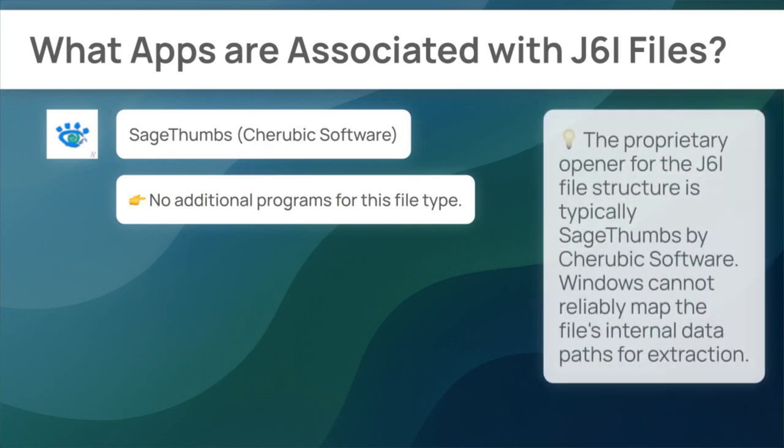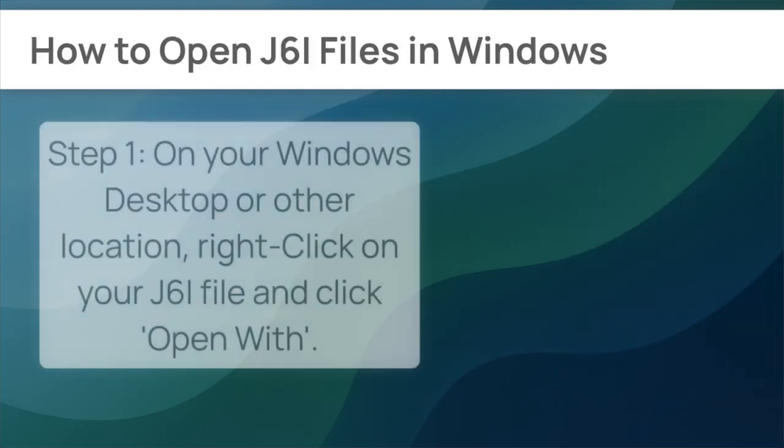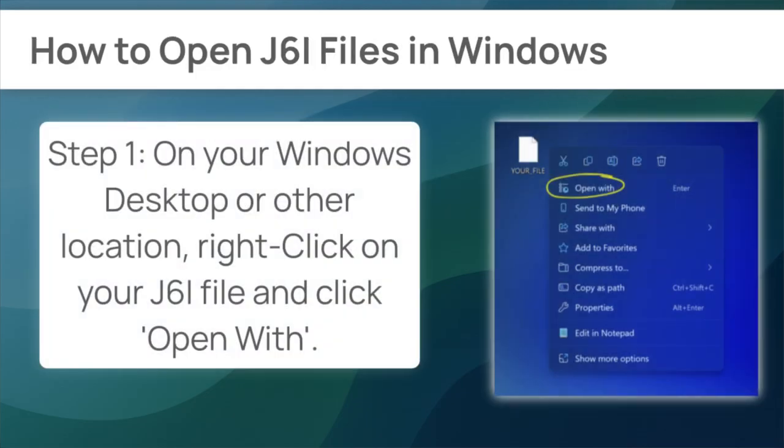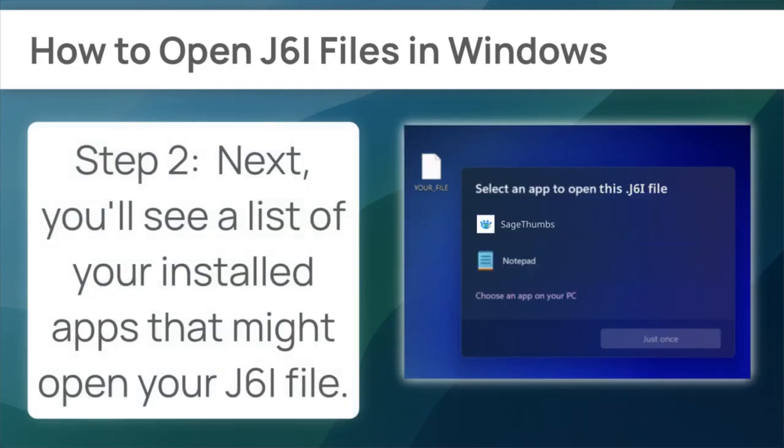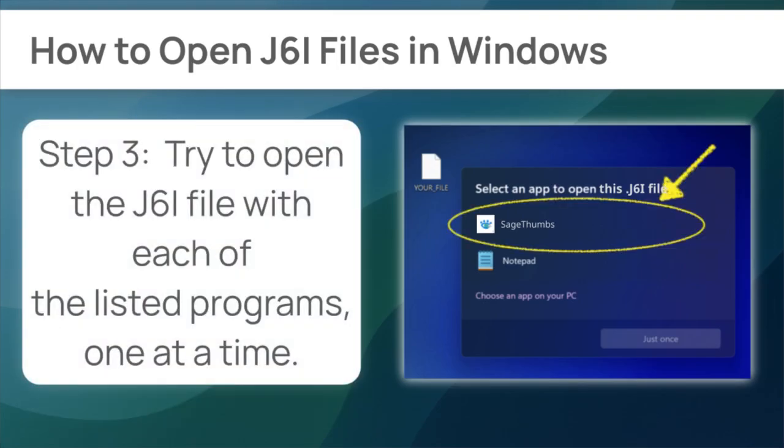Windows cannot verify the file's internal manifest, preventing safe decompression. Windows doesn't process full raw metadata, so photo adjustments demand dedicated imaging tools. Let's find the specific program that recognizes the file signature. Right-click the J6I file and hit Open with. Test Sage Thumbs if available. If not, choose a different app. Compatibility is the likely issue.